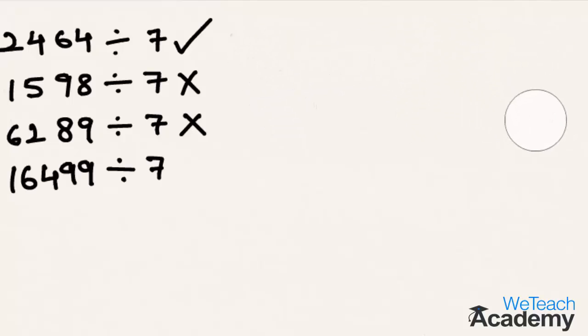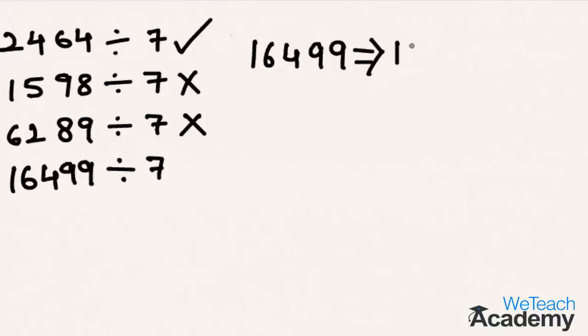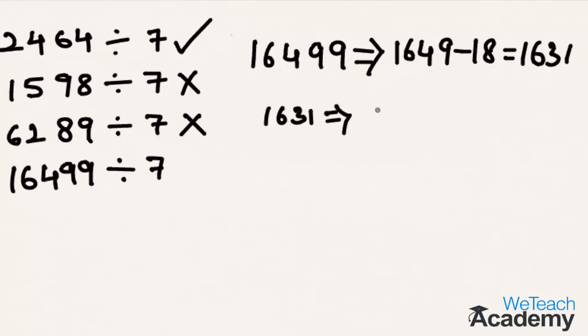Coming to the next example, which is 16,499. Double the last digit of 9 is 18, which is to be subtracted from 1649, which is equal to 1631. Now, repeating the concept again, double the last digit of 1 is 2, which is to be subtracted from the remaining number 163, which is equal to 161.